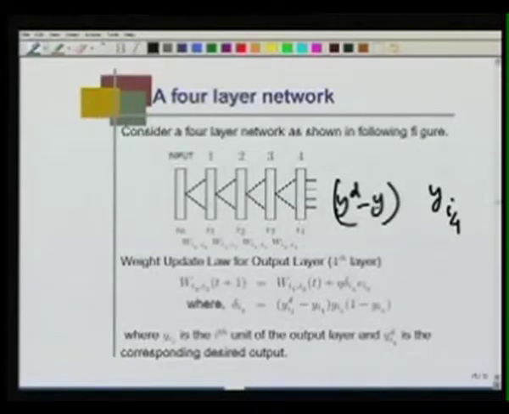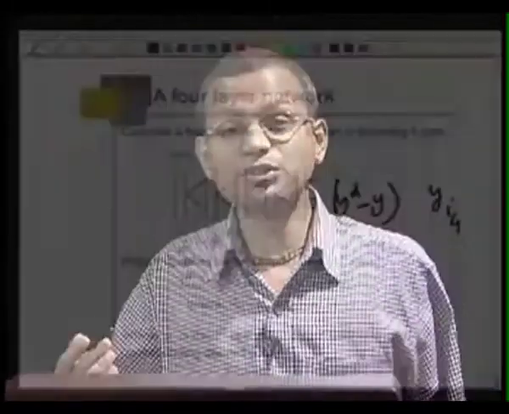So when I say y is a vector, y_i4 is an element of the vector y. So y is the output vector. So this is the weight update law for the output layer, that is the fourth layer. So this is my first layer, the second layer. When I talk about connection weights, this is the first layer of connection weights, second layer of connection weights, third layer of connection weights, and fourth layer of connection weights. As many layers as we have, that many layers of connection weights we have.